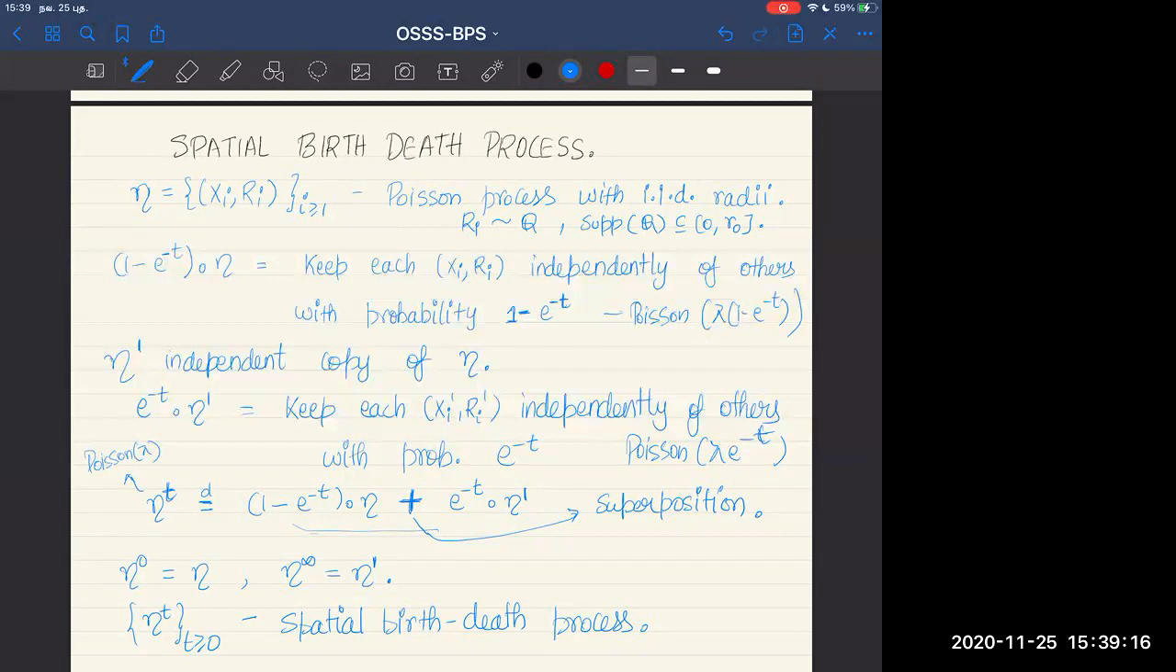One more point to add here is that eta t is distributed as eta for all t. Something specific: at time 0 it is eta, and at time infinity it is eta prime. Very easily observed.